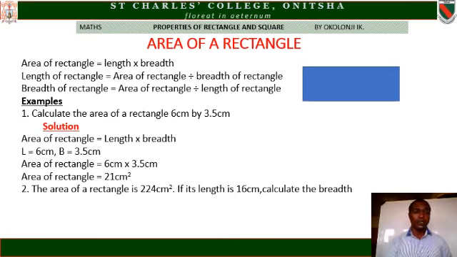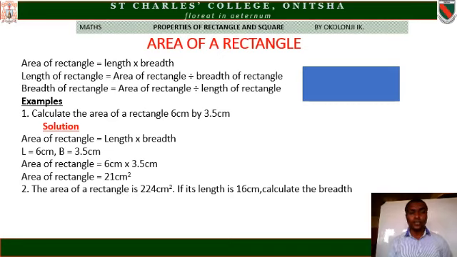Example 1. Calculate the area of a rectangle 6 centimeters by 3.5 centimeters. Solution. You can see, first of all, I state my formula down. Area of rectangle is equal to length times breadth. In the equation, length is given to you to be 6 centimeters. Breadth is given to you to be 3.5 centimeters.